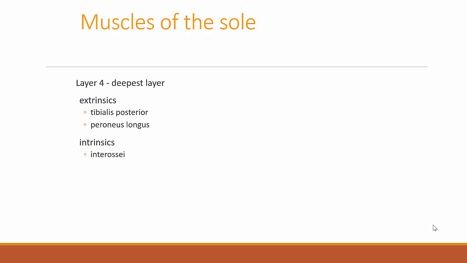The intrinsic muscles in the sole of the foot are called as a group interossei. Inter meaning between, and osseous is bone, so these muscles are found between the bones, so between the metatarsals in our foot. There are 3 plantar interossei, so found a little bit more on the plantar surface between our bones.